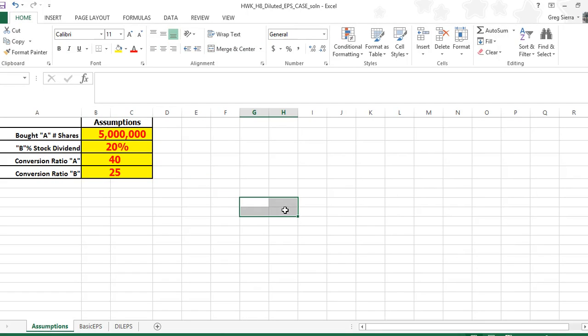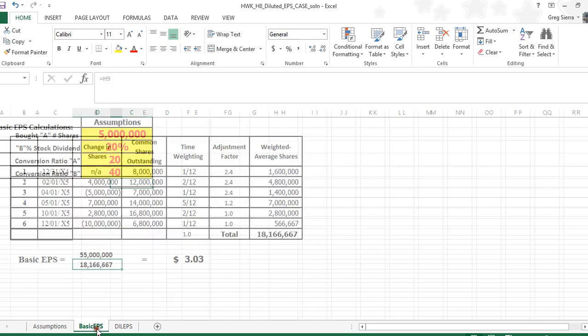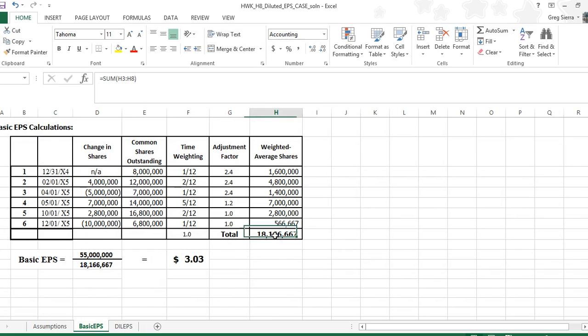Okay, this is the template I use to create the solutions for each individual problem. I think I assumed in the last video on the diluted EPS case that was part of the homework, 5 million of the bought A shares, stock dividend 20%. I think this was 20 conversion ratio A and 40 conversion ratio B. It doesn't really matter. But when you use this, this is where you'll input your assumptions. Then we go over to basic EPS and it calculates it automatically. And in this case, it updated the adjustment factor is 1.2.